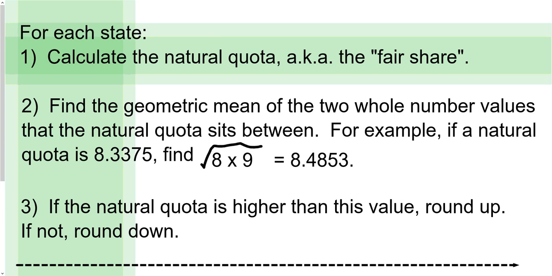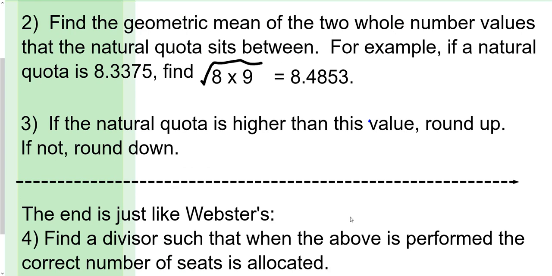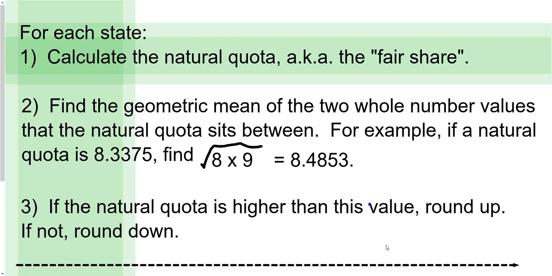That's where we're going to use rounding. If the natural quota is on the lower side of this number, you go to 8. And if it's on the upper side of this number, you go to 9. So, for example, if you have a natural quota of 8.3, you'd start with 8 seats. And if you have a natural quota of 8.49, you'd start with 9 seats. The rest of it afterwards is exactly the same as Webster's. Find a divisor such that when all of the above is performed, the correct number of seats is allocated. That means in order to do the breakpoints, you are going to have to use the geometric mean again.